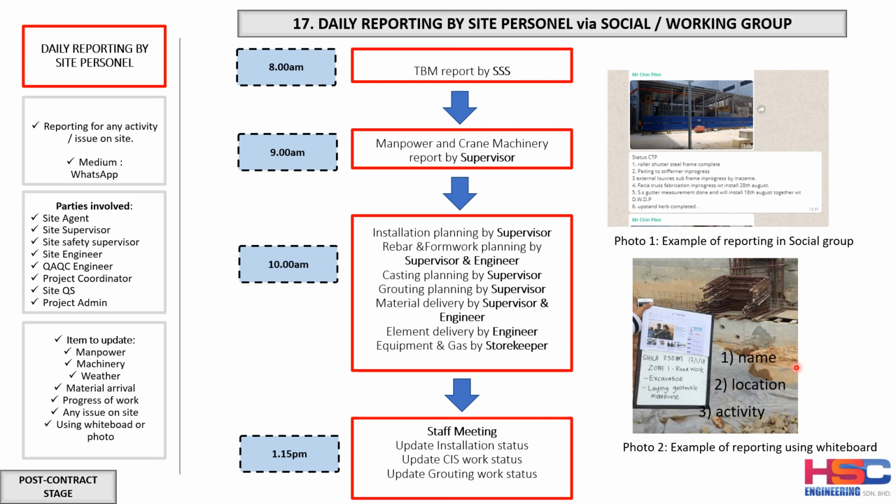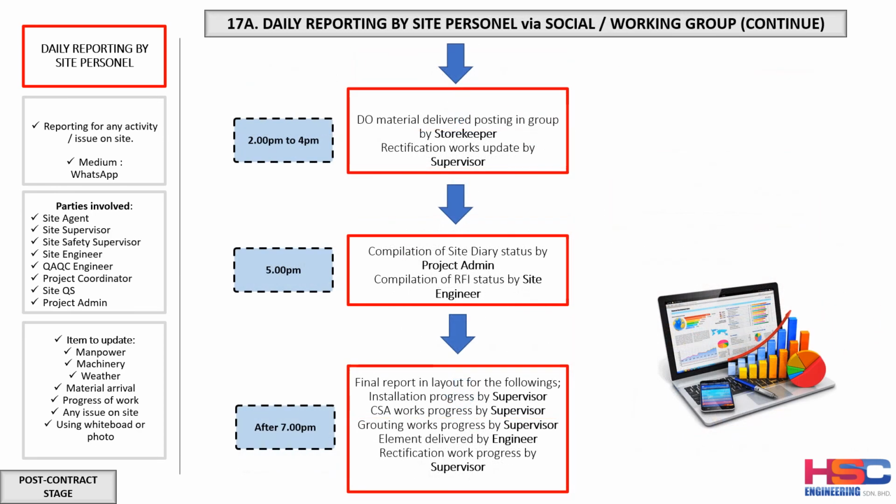If you type the description of work in the WhatsApp group, it will be lost in the future. So the photo itself already lets people know what the activity and the location are. It will be a meaningful photo if you share a photo like this in the WhatsApp group. Okay, next, still in the daily reporting, still the same item here.